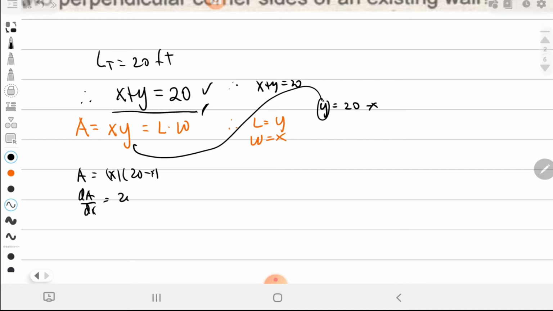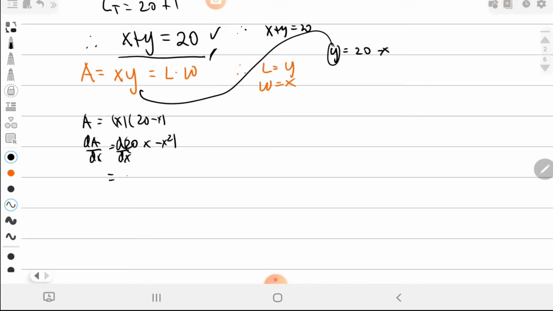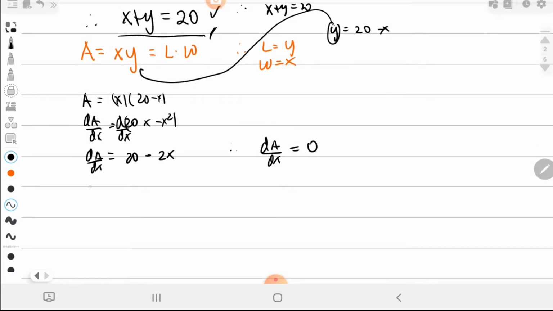So which is equal to the derivative of 20x less x squared with respect to x. So from here, I will have a value equal to 20 less 2x, which is our dA over dx. Take note from our lecture that in order to get the maximum value of any equation, we would solve dA over dx equals 0, which is the critical value. So dA over dx is equal to 0, which is equal to our 20 minus 2x. So we have 20 is equal to 2x and x is equal to 10.